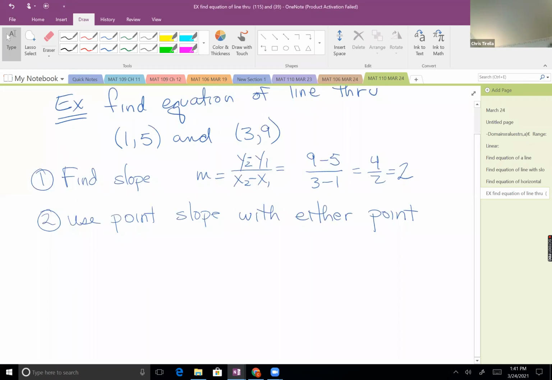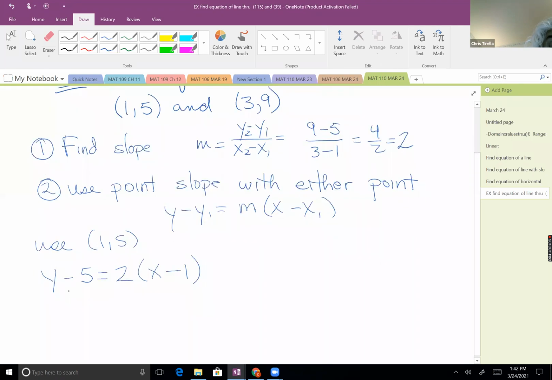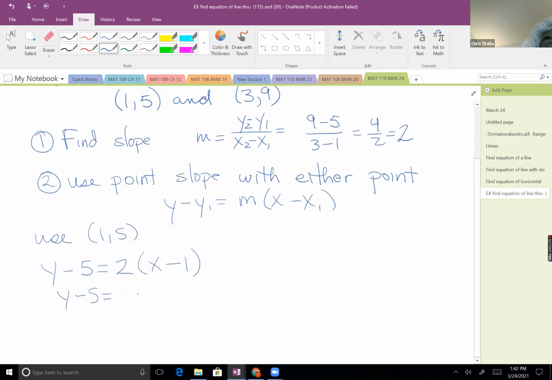Usually we don't do it twice, but I'm going to do it twice just this one time to show you that either point works. Point slope formula is y minus the y value is equal to the slope times x minus the x value. If I use the point (1, 5), that would give me y minus 5 is equal to my slope 2 times x minus 1. So that gives me y minus 5 equals 2x minus 2, or y equals 2x plus 3.